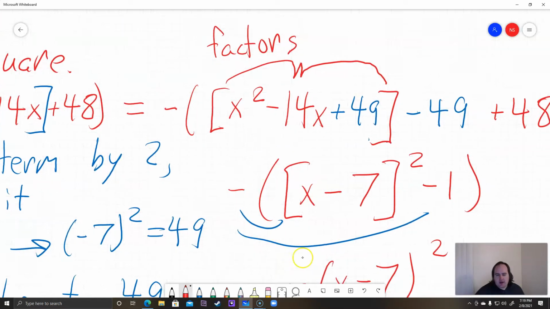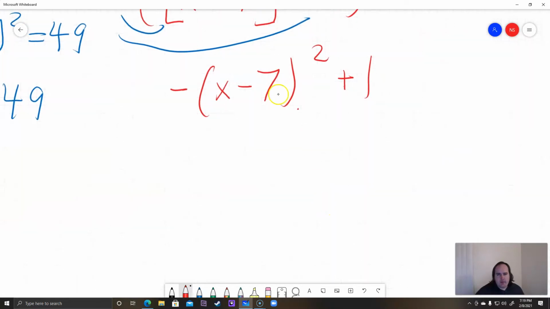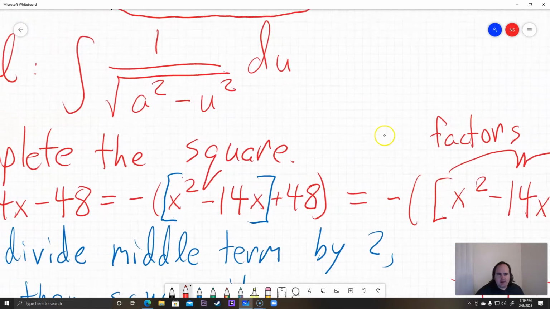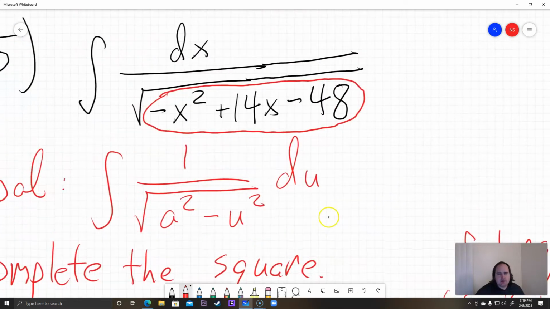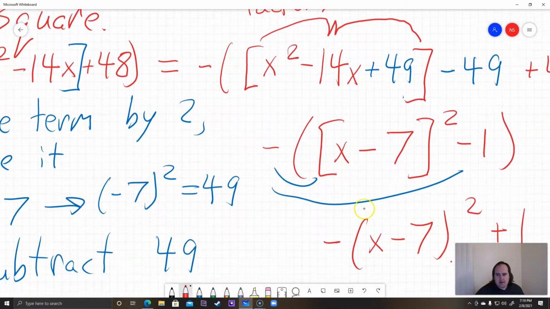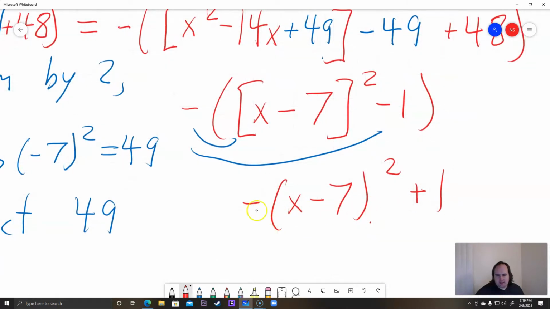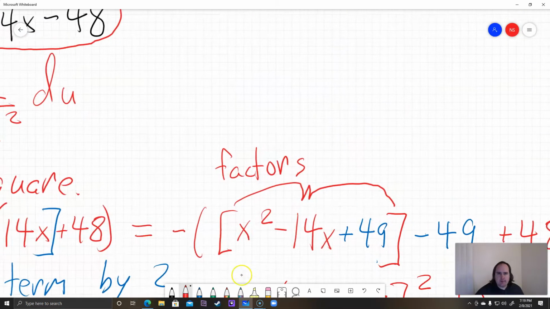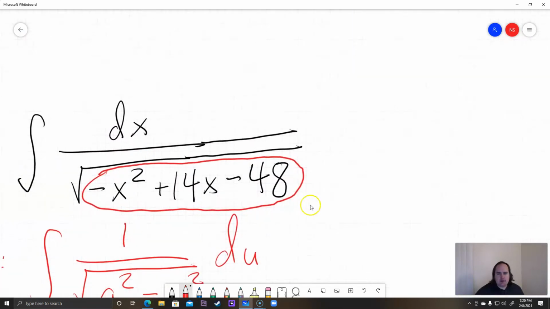But now that we've got it in this format, this is almost in the format we need it to be in. So this entire thing right here that I circled in red is now just the same as this. So it's negative of the quantity x minus 7 quantity squared plus 1. So I can go ahead and plug that into the original problem.